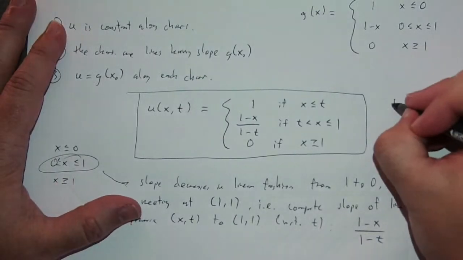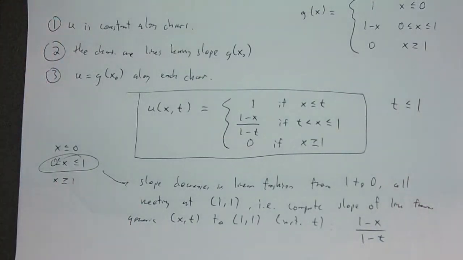And this is my solution. Remember, this is with the assumption that t is less than or equal to 1. I can't write out a formula like this without that assumption because of these colliding characteristics. Now, what I want to do is to show you a picture. And rather than take the time to draw it, the textbook has done a really good thing here by actually enumerating this. So let's have a look.